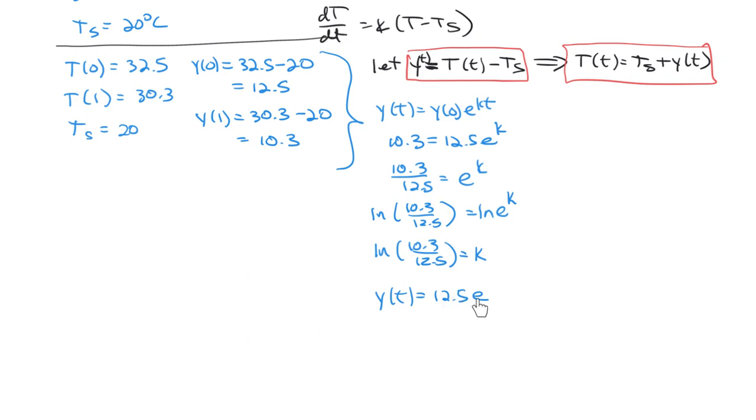So we have 12.5 e to the K times T. Here's K. e to the natural log of 10.3 over 12.5 T.